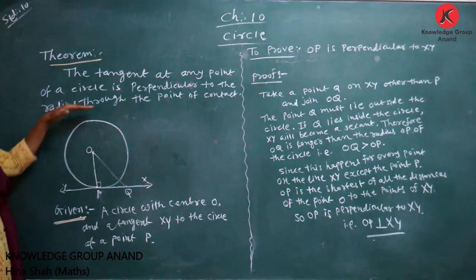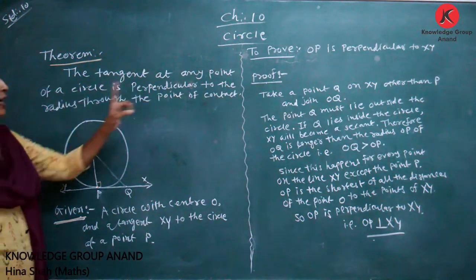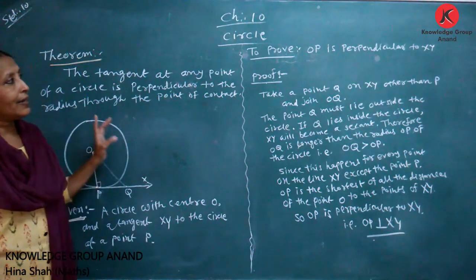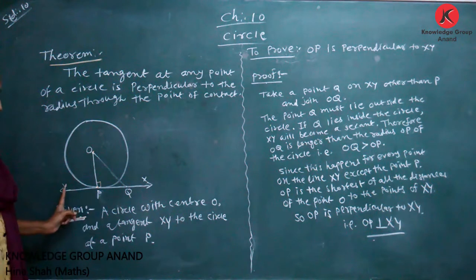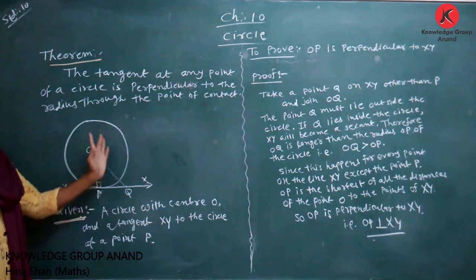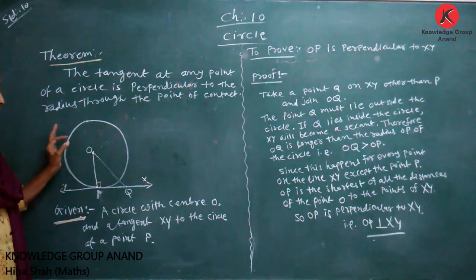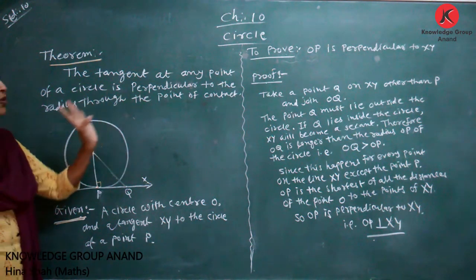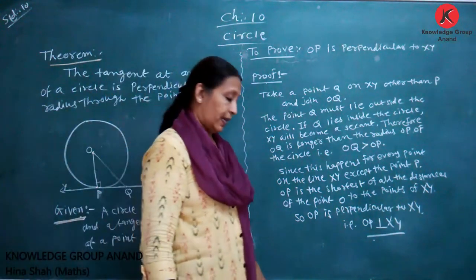To prove: what is to be proved? The radius is perpendicular to the tangent. That means OP is perpendicular to XY. We have to prove OP is perpendicular to XY.